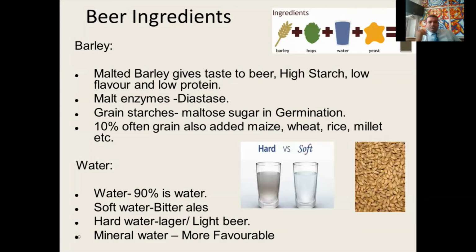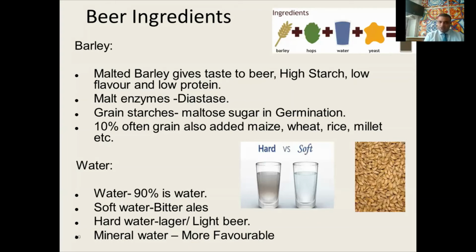Nowadays, we even add 10% other grains, like maize, wheat, rice, millets, while 90% is barley. When you're making beer, 90% should be barley and 10% other grains to get a good taste, to enhance different flavors, or to help in fermentation. This is all about the barley.